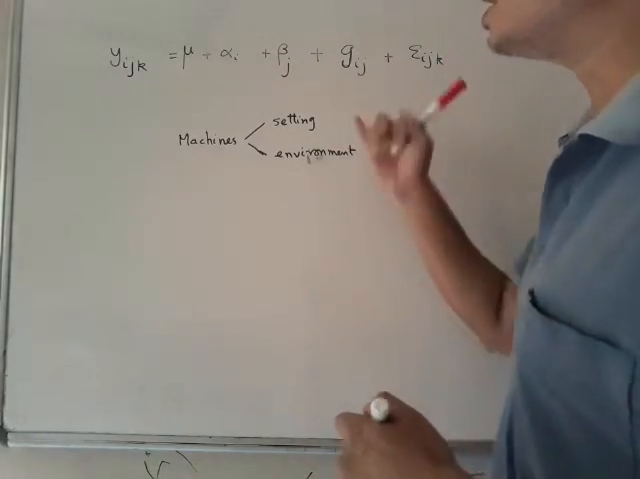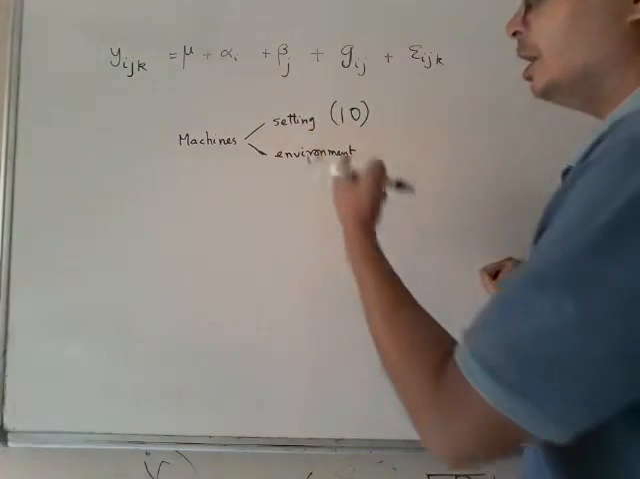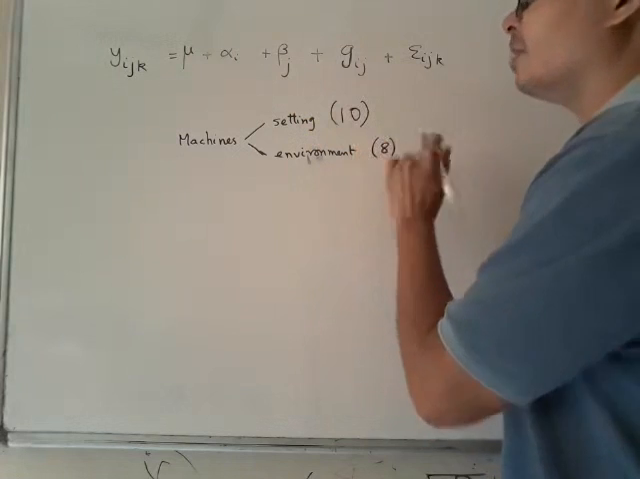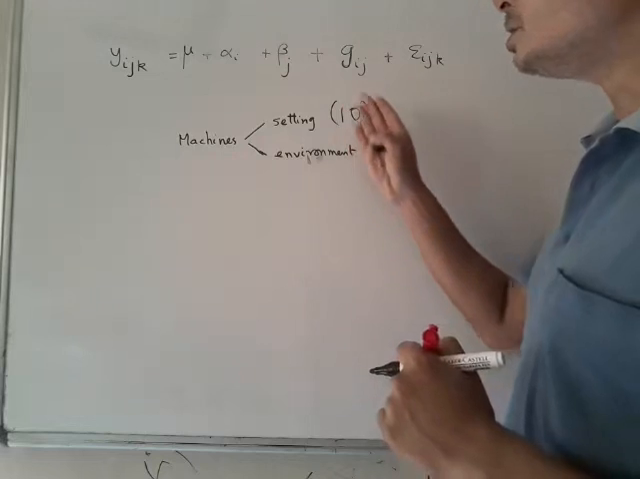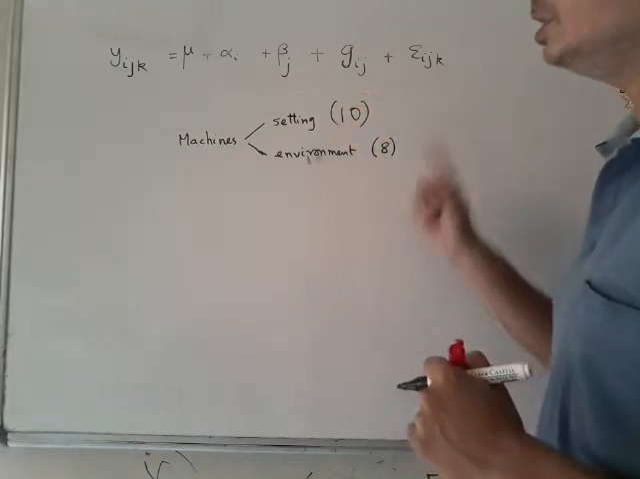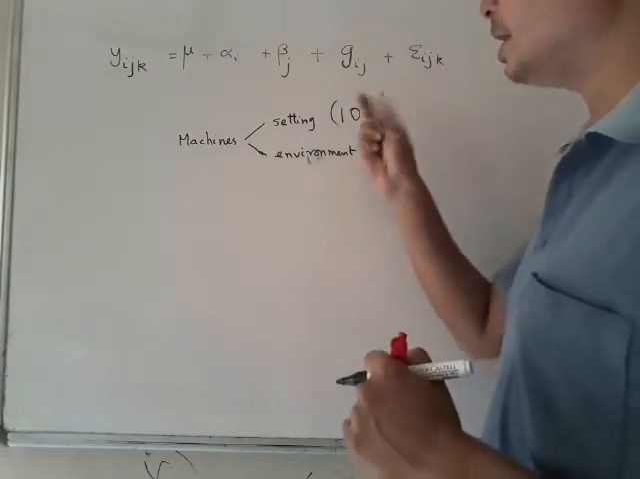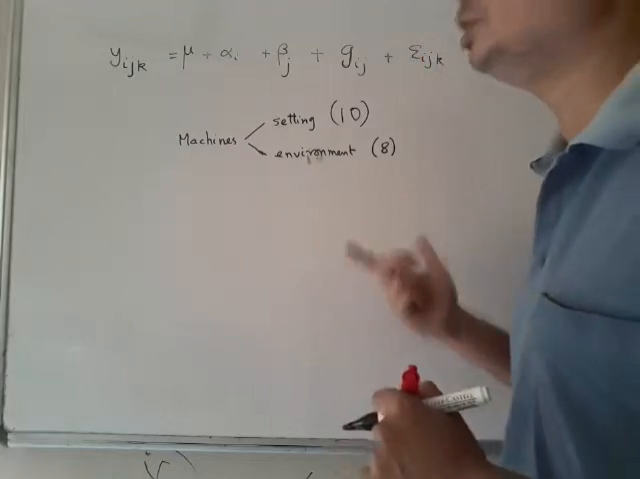Now suppose that there are, say, 10 settings, 10 possible values of the settings, and to fix up ideas, there are 8 possible environments that you can have. So there are 80 possible combinations. If you really want to keep interaction effect in mind, then there are 80 possible combinations, and that is a huge number.